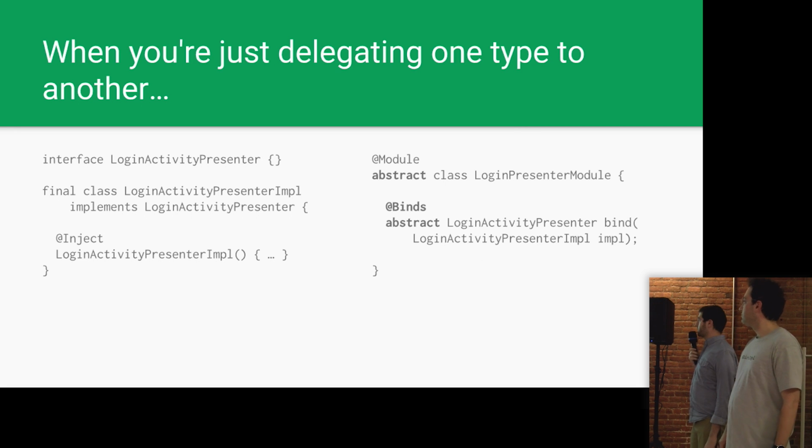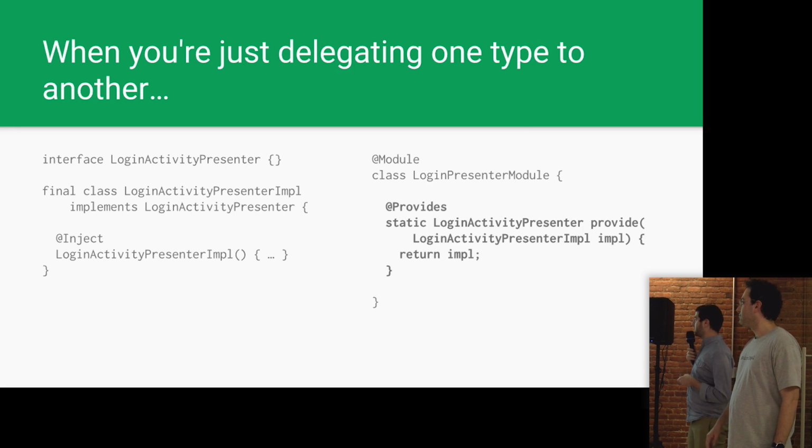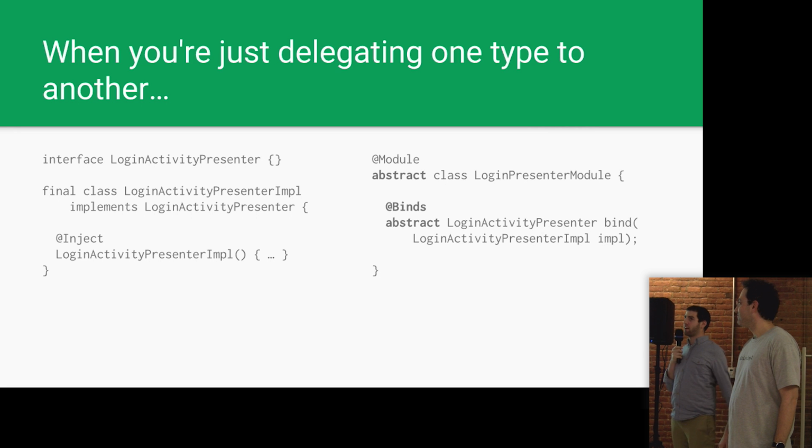So what you see here is that we've made the module abstract and this binds method abstract, or rather, we switched provides to binds. Now we don't have any body in that method. And this is an indicator to Dagger that you just want to delegate these 2 things. Whenever you request a plain login activity presenter, give me the concrete implementation. And this actually allows us to save a decent amount of code.